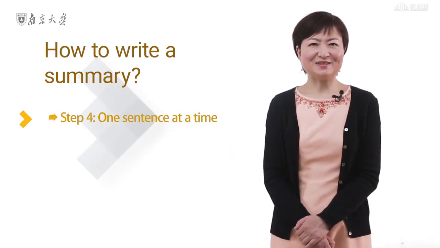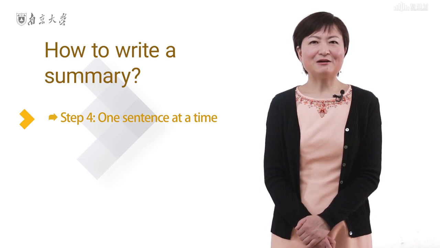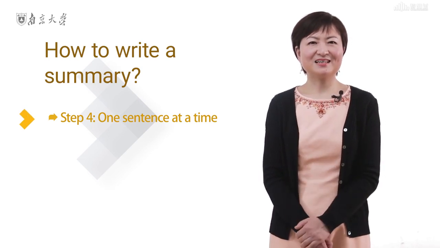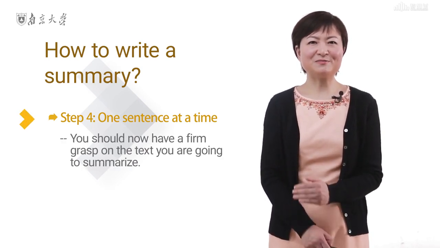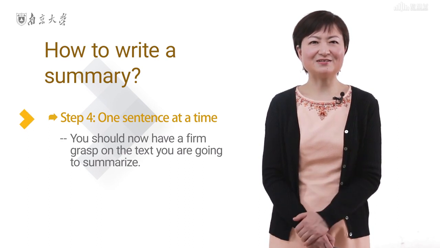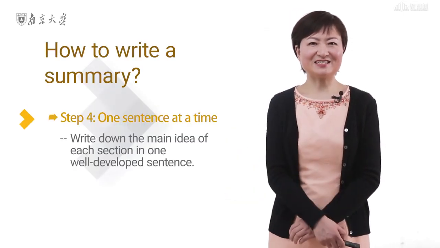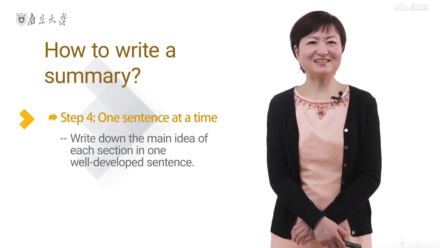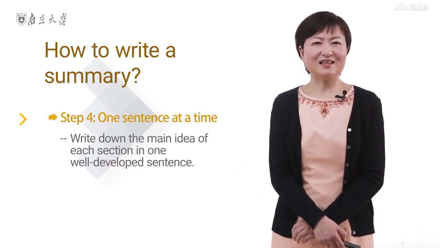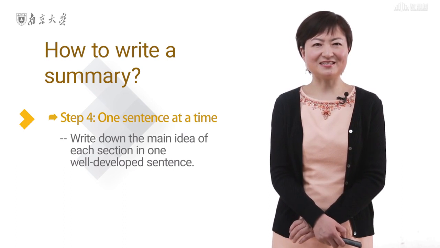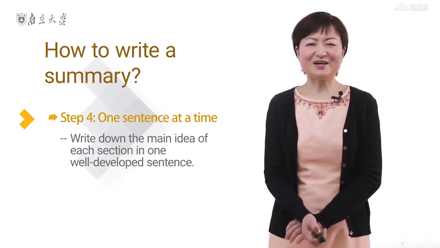The fourth step is to write, one sentence at a time. You should now have a firm grasp on the text you are going to summarize. In steps 1 to 3, you divided the piece into sections and located the author's main ideas and opinions. Now, write down the main idea of each section in one well-developed sentence. Make sure that what you include in your sentences are key points, not minor details.